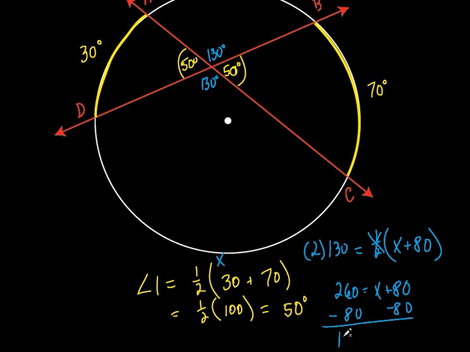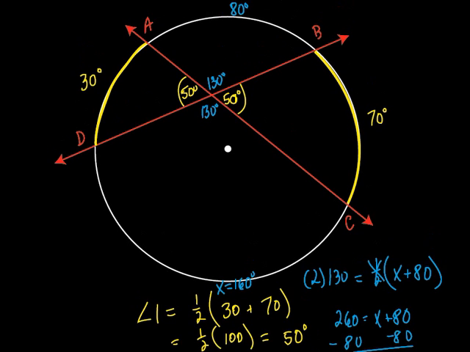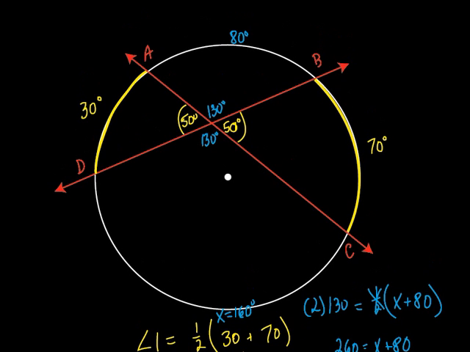And 260 minus 80 is 160. So X is 160. So that angle right there is 160 degrees. Right? So that's kind of an example. Let's do an example that they give us in the book instead of me making up my own example here.